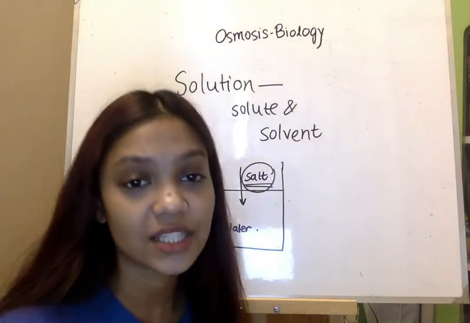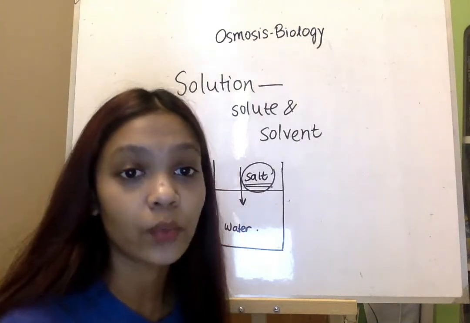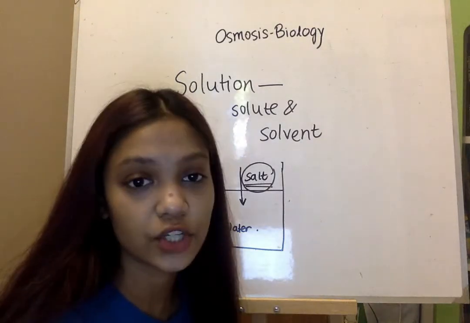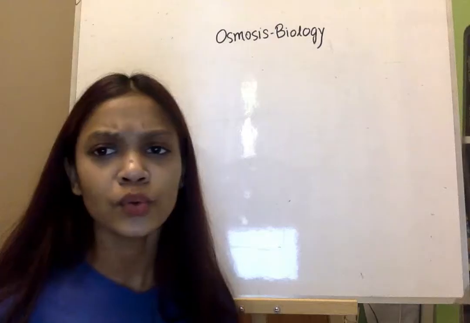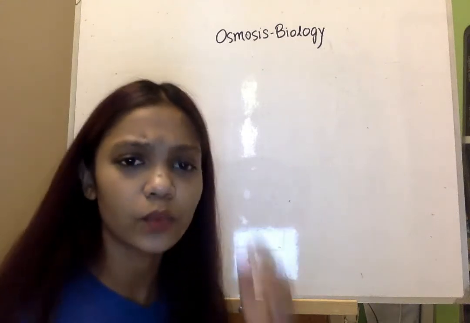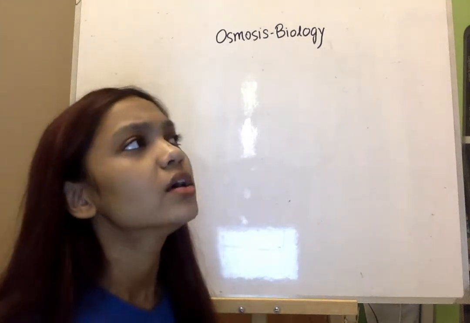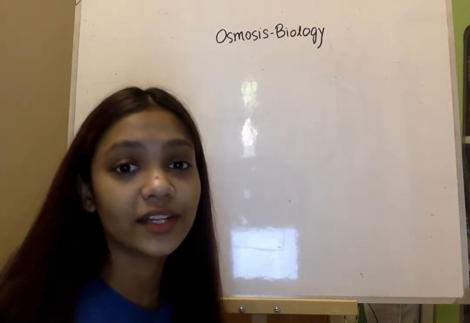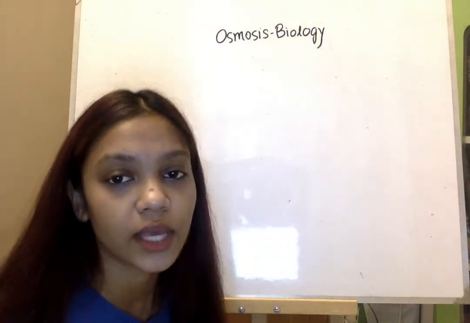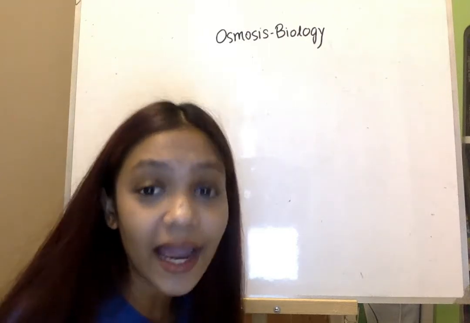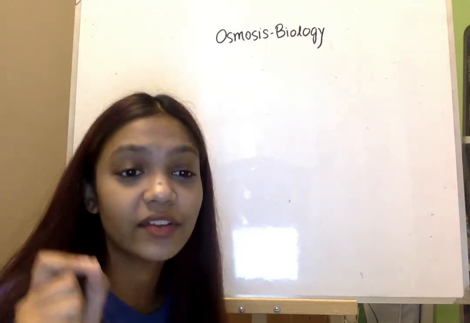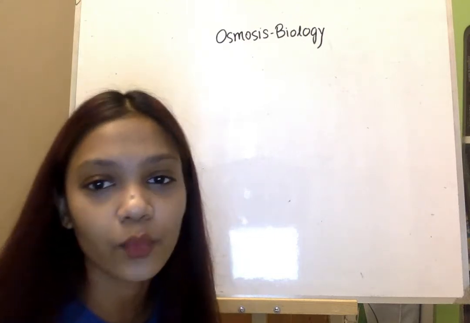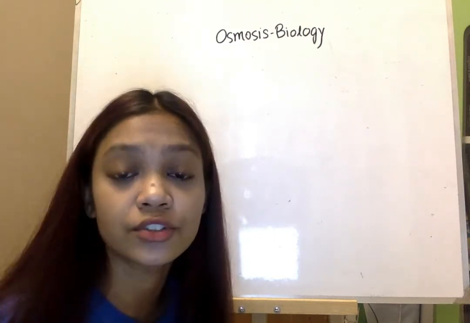One of the most essential things that we need to know while learning osmosis is the difference between a dilute solution and a concentrated solution. So what is a dilute solution and what is a concentrated solution? A concentrated solution is one that has a relatively large amount of dissolved solute, and a dilute solution is one that has a relatively small amount of dissolved solute. So it has a higher water potential than a concentrated solution.